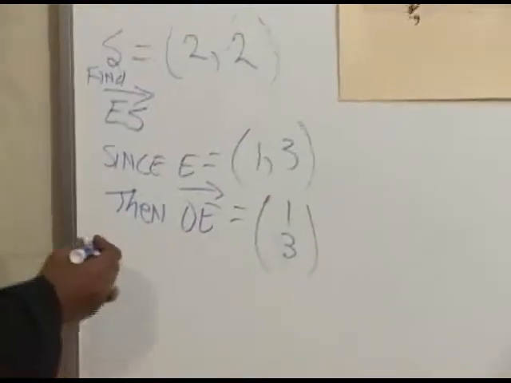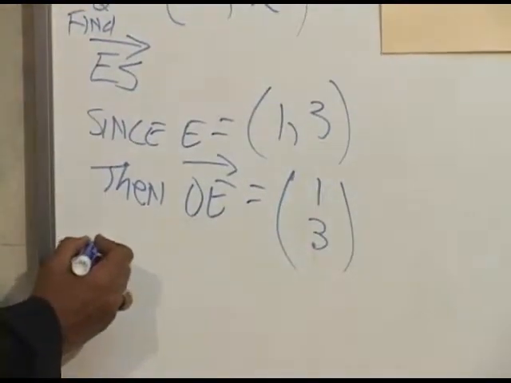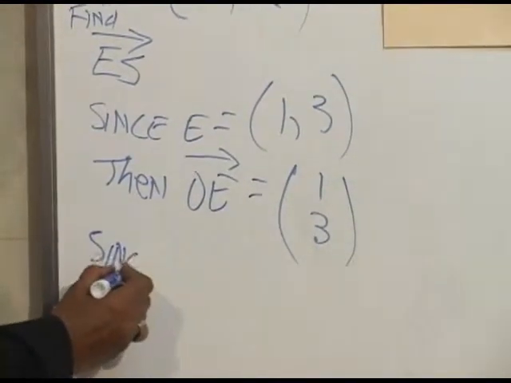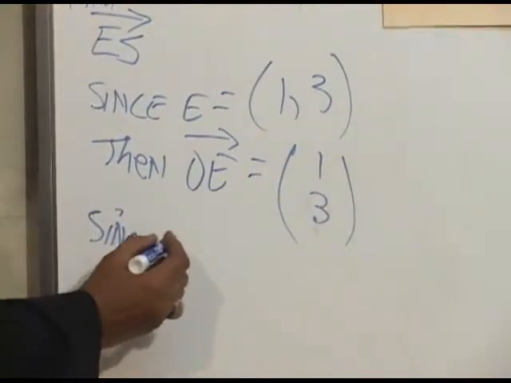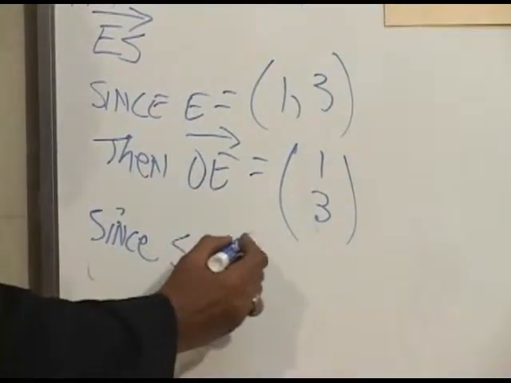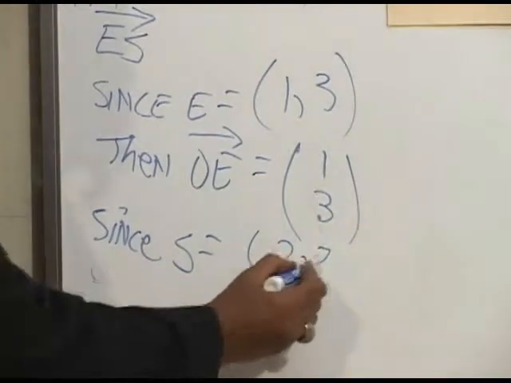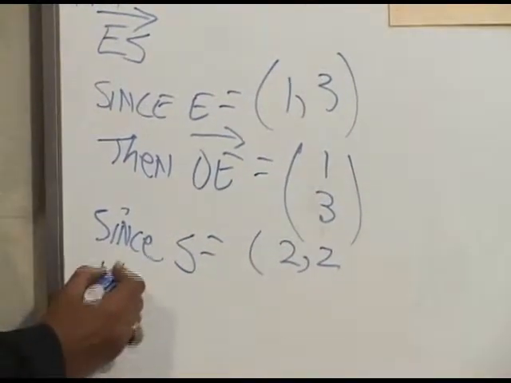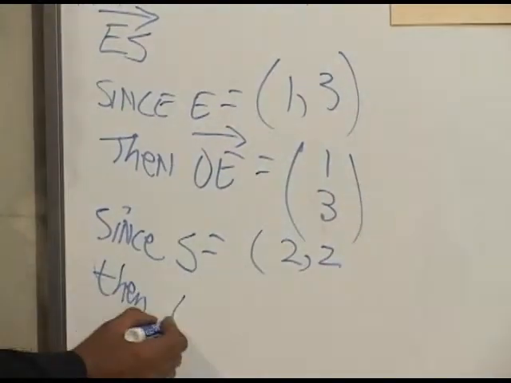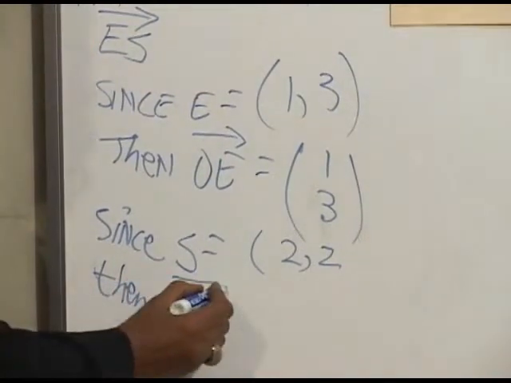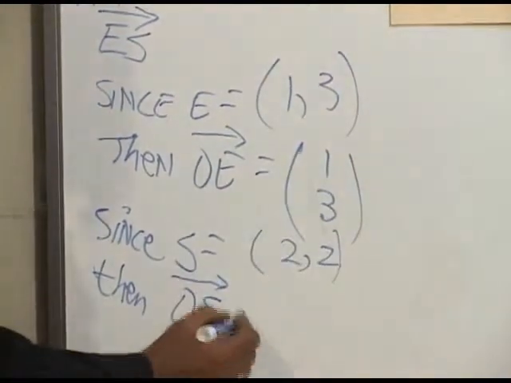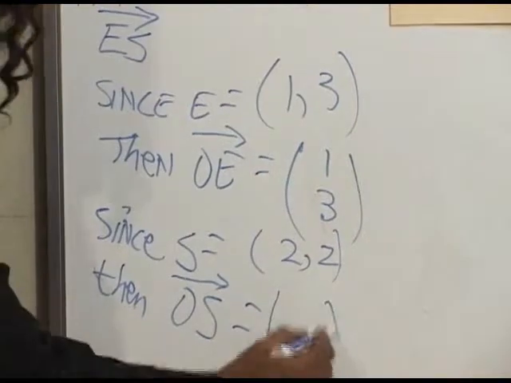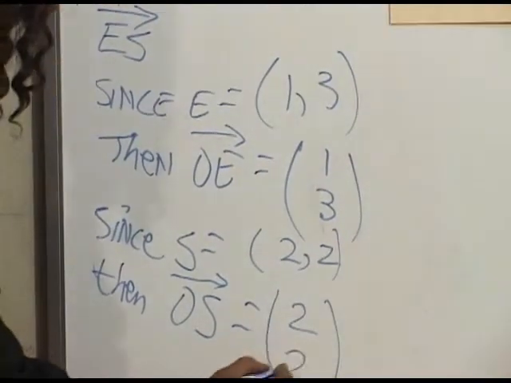Similarly, we can say since S is equal to the coordinates row vector 2, 2, then OS, which is the position vector, would be equal to column vector 2, 2.